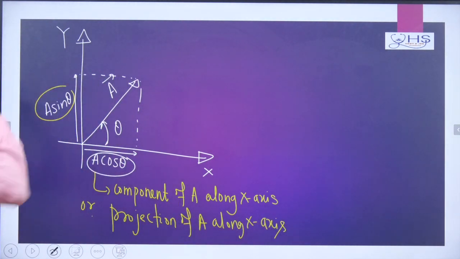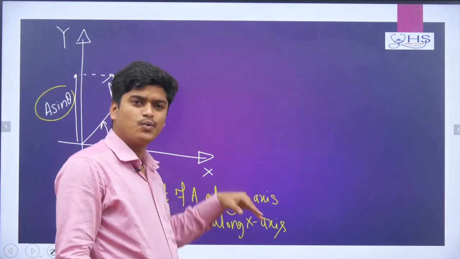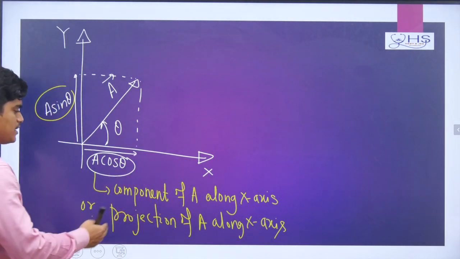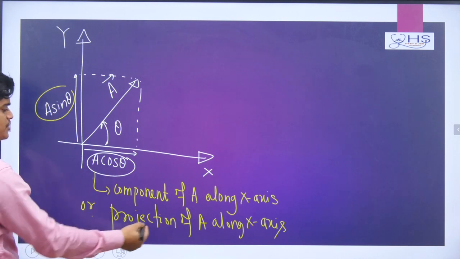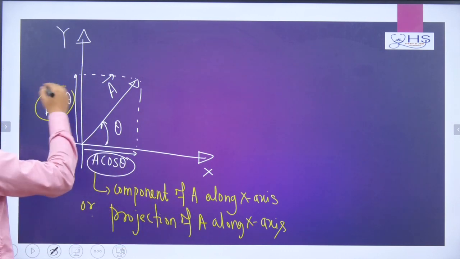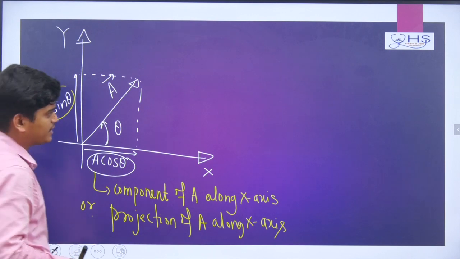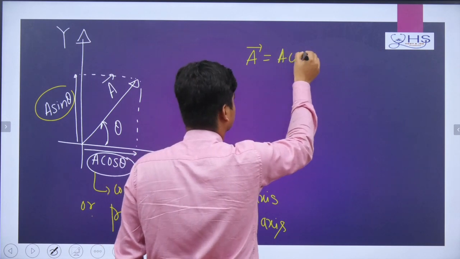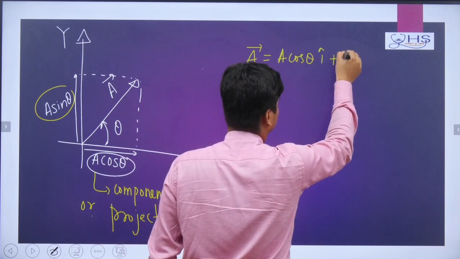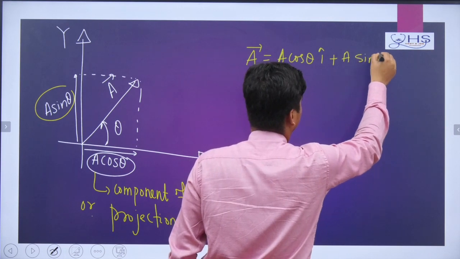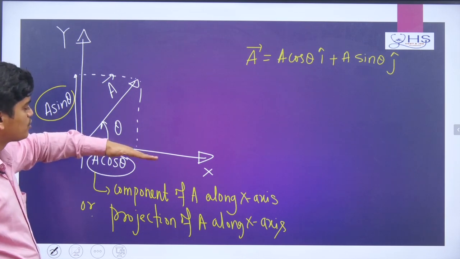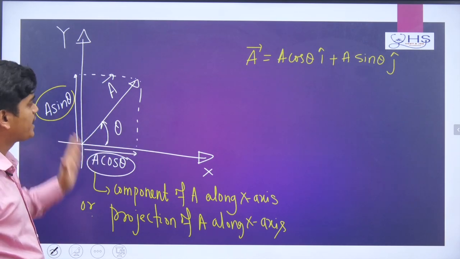Similarly, A sin theta is the component of A along the y axis, because it is along the vertical axis. So it is the component of A along the y axis, and this is also called the projection of A along the y axis. So here, understand that the vector A is nothing but A cos theta i cap plus A sin theta j cap. So you are splitting the vector A into two perpendicular axes, one vertical and one horizontal: A cos theta and A sin theta.